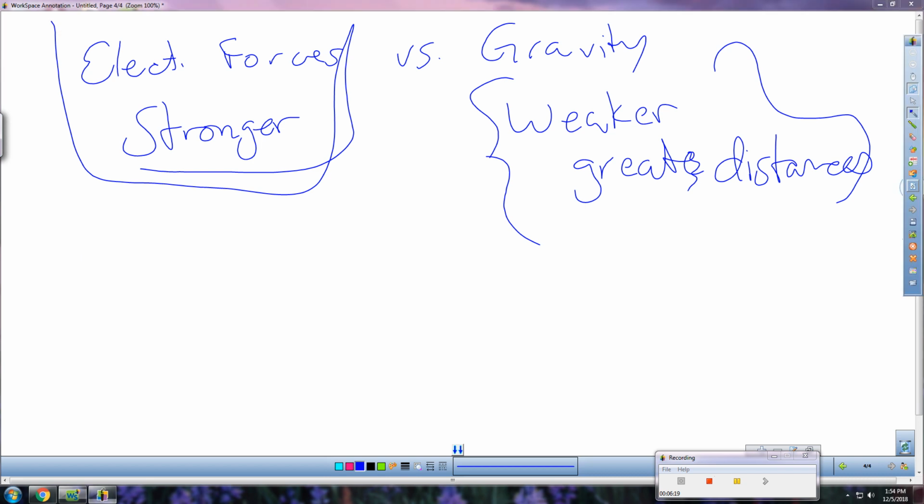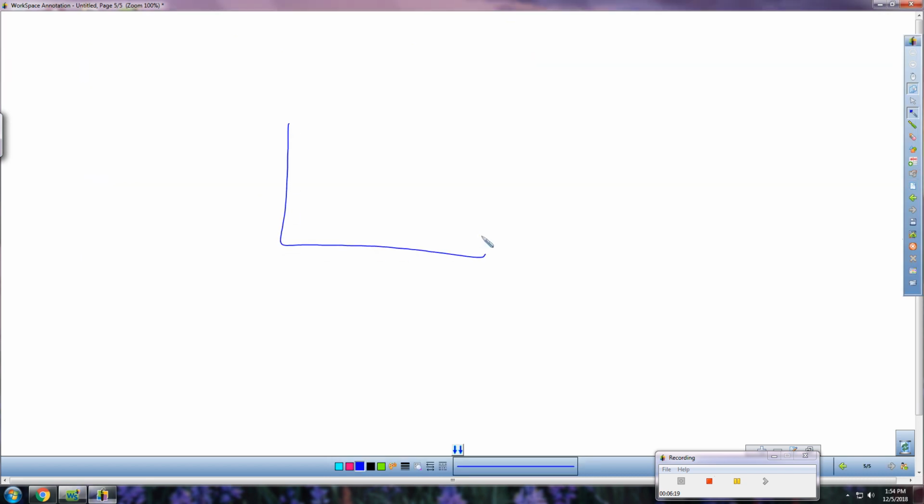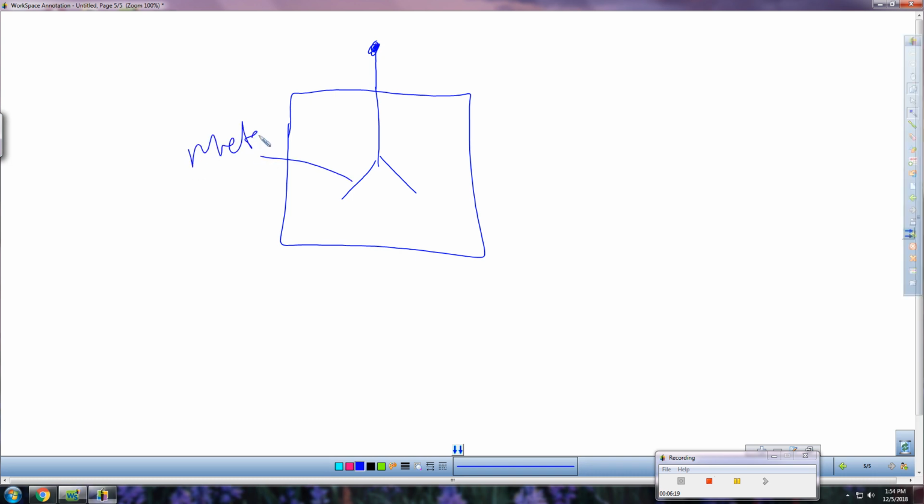Final little thing, and this instrument is called an electroscope, and it's really just a box that has two little leaves on there. The two leaves are typically some sort of metal, and if I bring an object towards the top of the electroscope, how these leaves behave tells us what type of charge is on the electroscope.